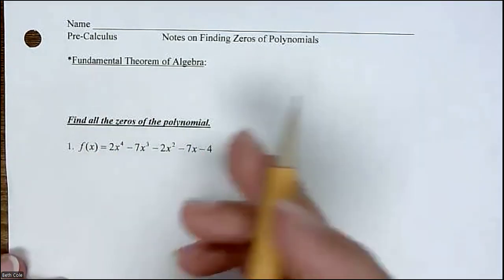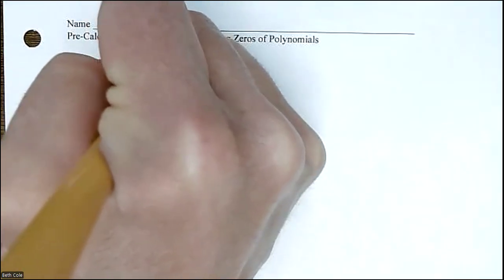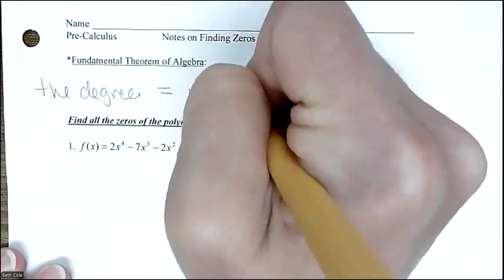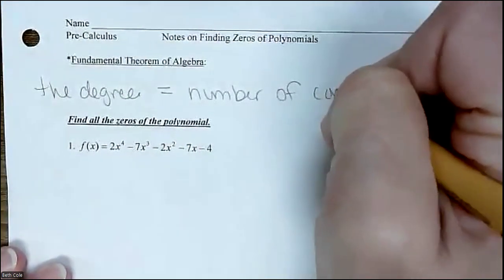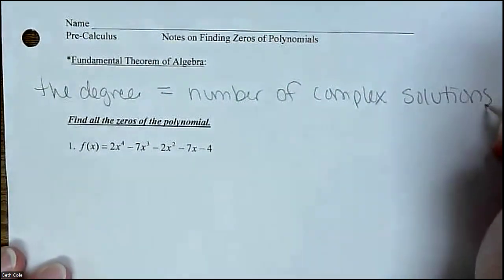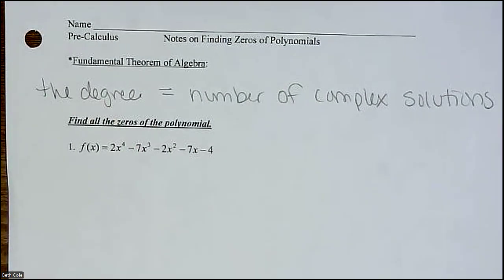So first, your fundamental theorem of algebra states that the degree of a polynomial equals the number of complex solutions. The word complex doesn't mean it's like complicated. Complex means both the real and imaginary ones. So just all of them. So the degree is your highest power. Whatever that highest power is, that's the number of answers you're going to get.